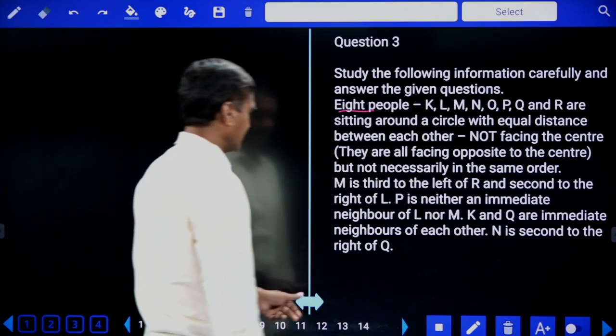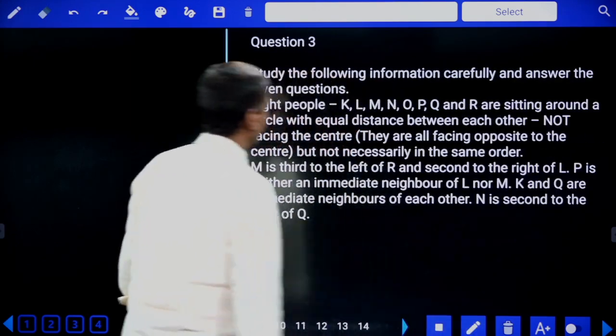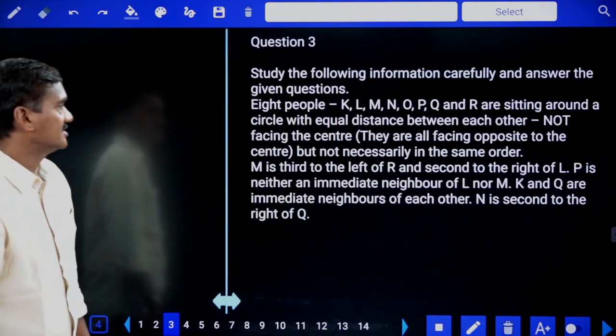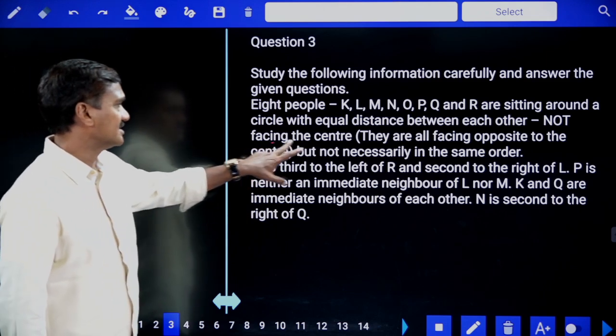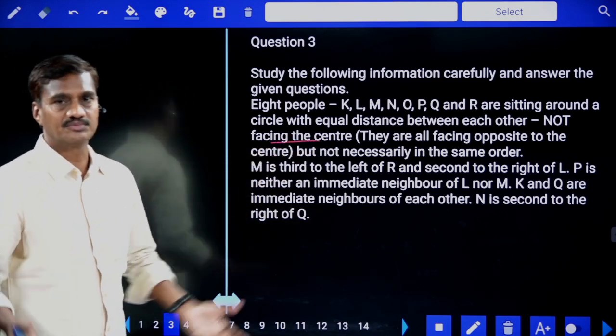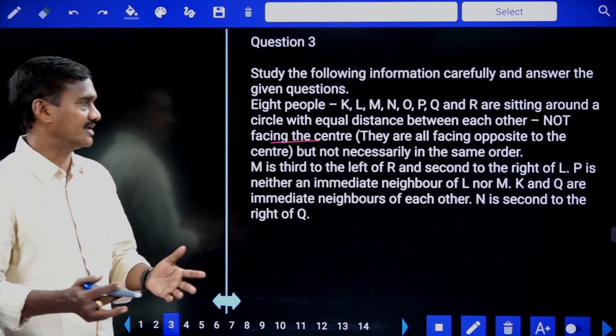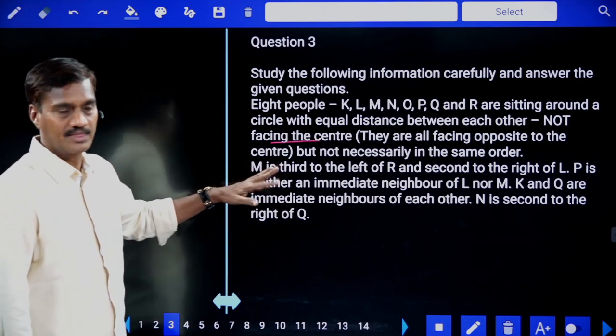Next one, 8 people were there. K, L, M, N, O, P, Q, R are seated around the table, not facing the center. That means all the persons are facing away from the center. That means a unique direction. Away from the center.